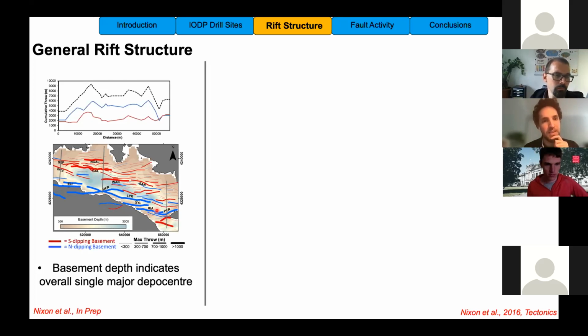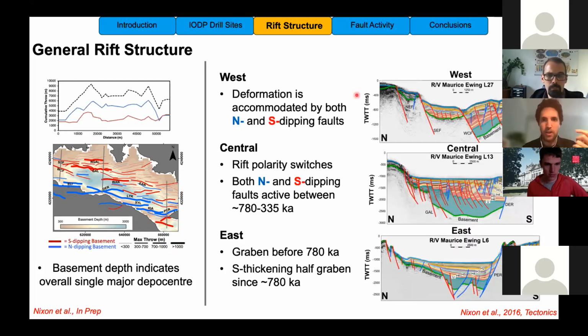This is segmented border faults, which have at least 700 to 1,000 meters in basement offset accumulated on them. Now, if we have a look at some seismic transects along the rift, these three here, we can see that the rift structure varies spatially along the rift.